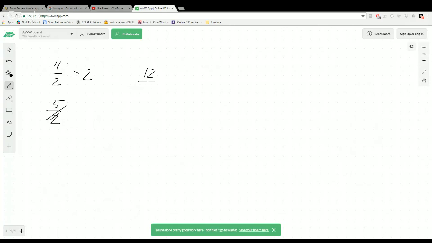12 over 3 is an integer. It's 4. 14 over 3 is not. I cannot count by 3s and get to 14, starting from 0, of course. We're always starting from 0. Negative 35 over 7. Yes, we can. If I start from 0, count by 7s, how many of them do I need? Negative 5 of them. If I do negative 5 of them, I'll get to my desired number. And let me do just one more maybe. Or let's do this one.